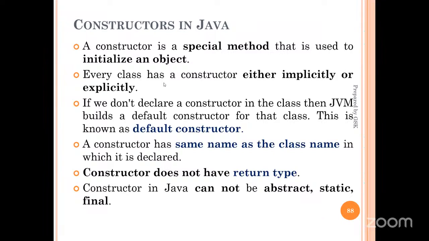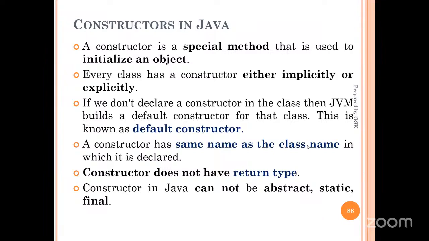Okay, then some more facts. While you are creating the constructor, you must remember that the constructor name must be the same as the class name in which class you are writing that code. Very, very important rule. The constructor name must be the same as the class name in which you are writing the constructor.